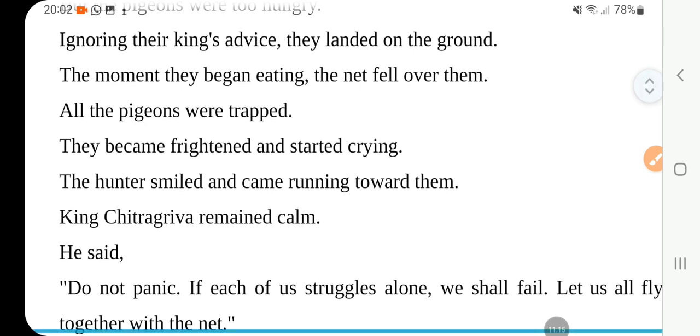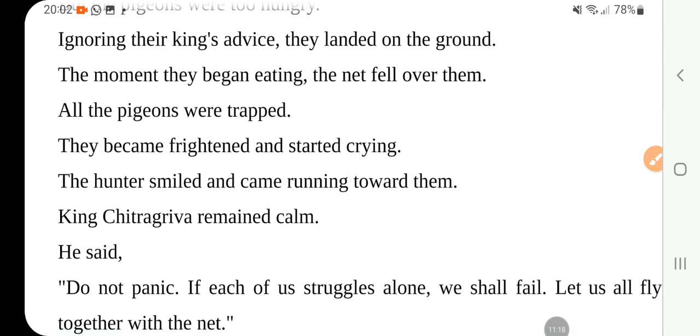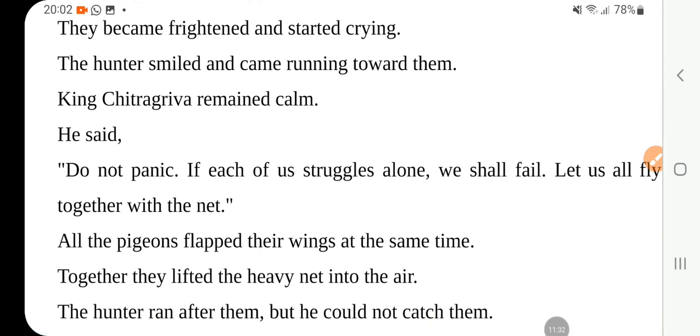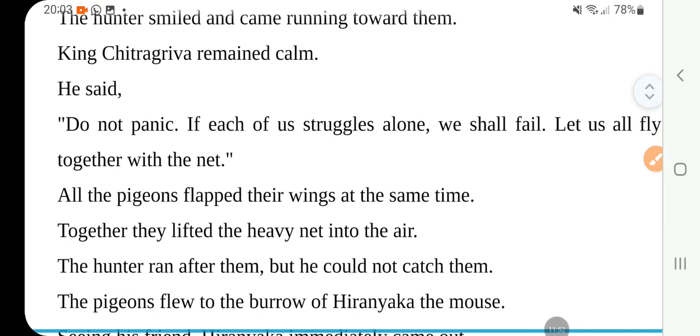But the pigeons were too hungry. Ignoring their king's advice, they landed on the ground. The moment they began eating, the net fell over them. All the pigeons were trapped. They became frightened and started crying. The hunter smiled and came running toward them. But King Chitragriva remained calm. He was not angry, he did not panic.